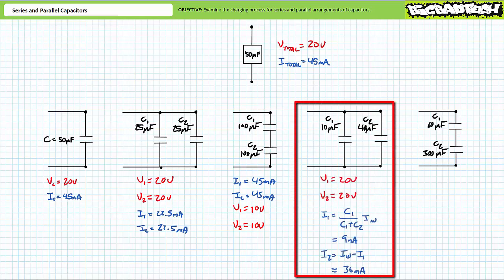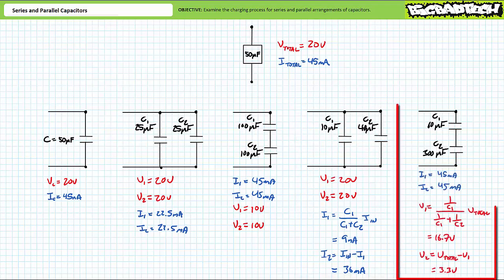Scenario 4. If the elements inside the box labeled 50 microfarads were a parallel combination of a 10 microfarad and a 40 microfarad capacitor, the voltage across the capacitors would be the same, and current would divide unequally between them. V1 equals 20 volts, as does V2. Application of the direct proportionality equation demonstrates that I1 equals 9 milliamperes, and I2 is the remaining 36 milliamperes. Less current travels into the smaller capacitor, and more current travels into the larger capacitor to achieve the same voltage. It makes sense.